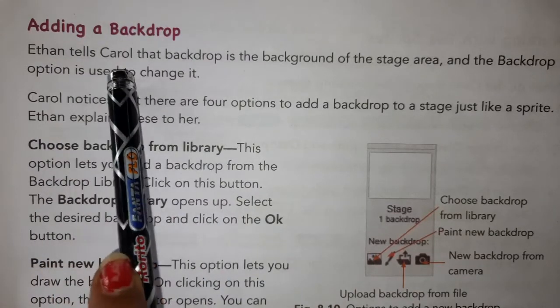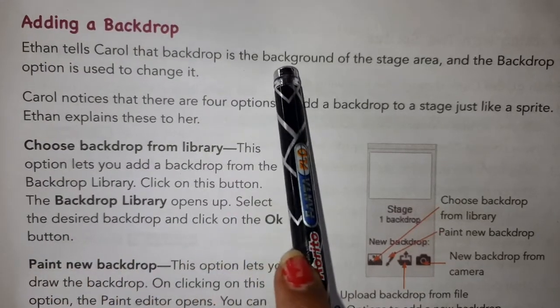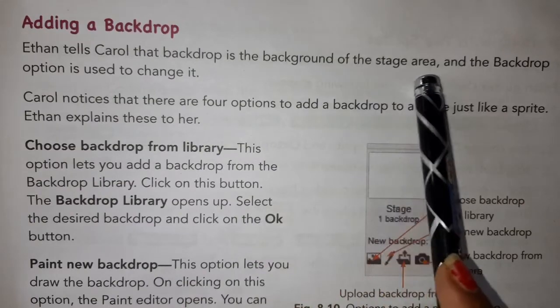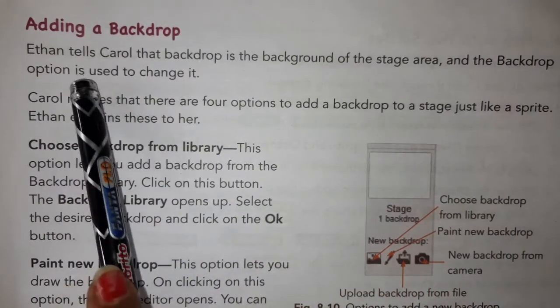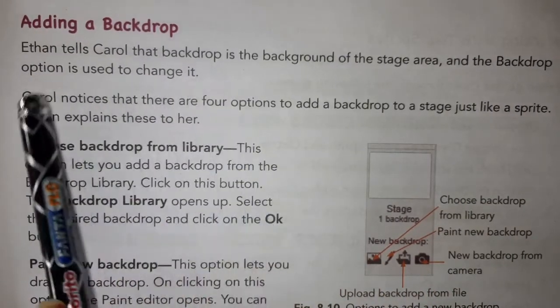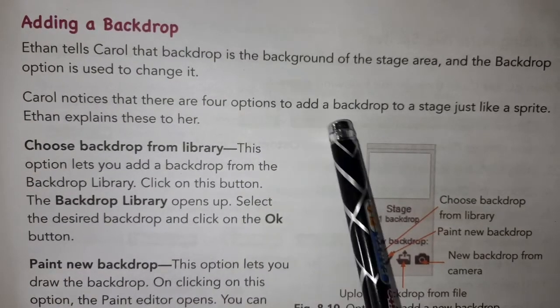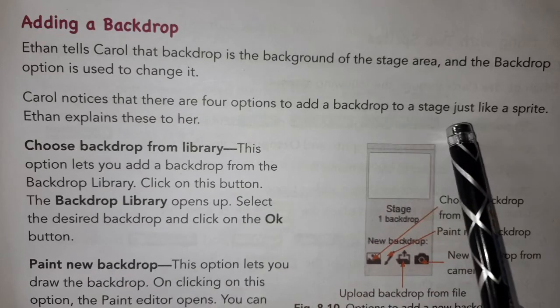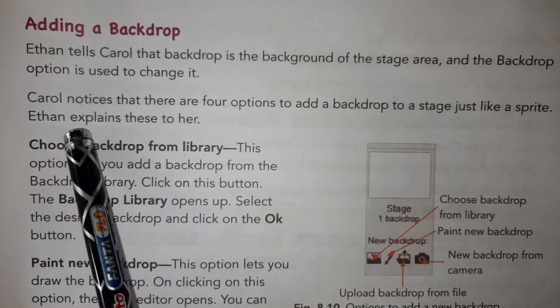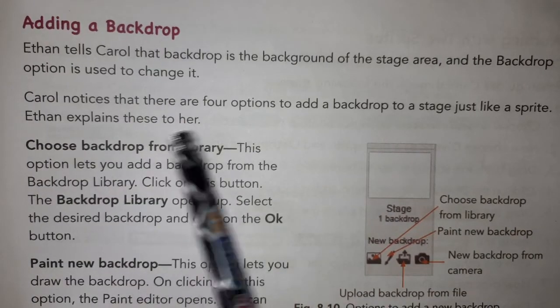Adding a backdrop. Ethan tells Carol that backdrop is the background of the stage area and the backdrop option is used to change it. Carol notices that there are 4 options to add a backdrop to a stage. Just like a sprite, Ethan explains these to her.